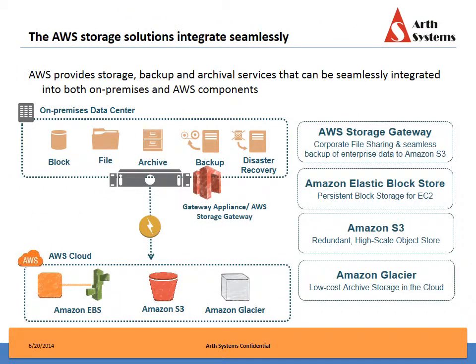The AWS storage solutions integrate seamlessly to the backup of both AWS and on-premise components. The AWS Storage Gateway can provide seamless backup of on-premise enterprise data to Amazon S3 storage, and Amazon Glacier provides a low-cost archival storage in the cloud.